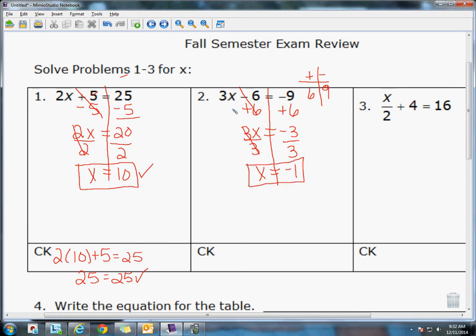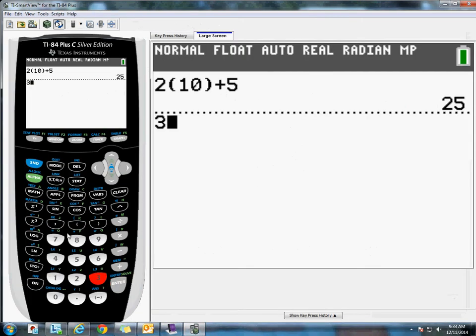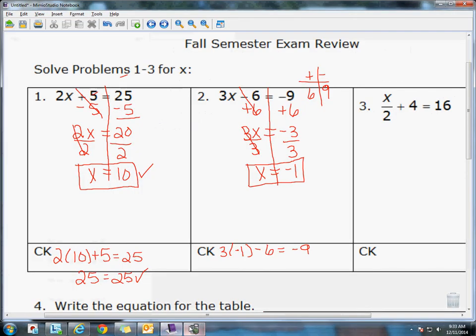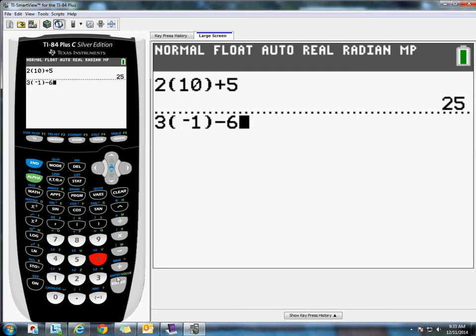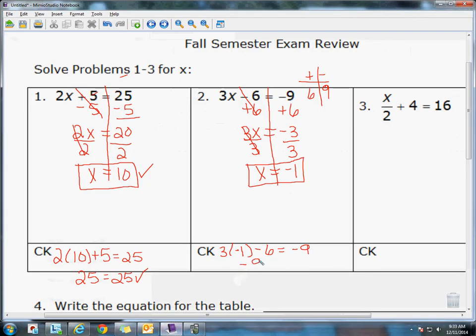To check your answer, we're just going to plug in x back into my original problem. So we have 3 times x is negative 1 minus 6 is equal to negative 9. So we can type that in to the calculator. So we have 3 parentheses negative 1 and then minus 6 is equal to negative 9. So I have here negative 9 is equal to negative 9, and since that is true, we know our answer is correct.